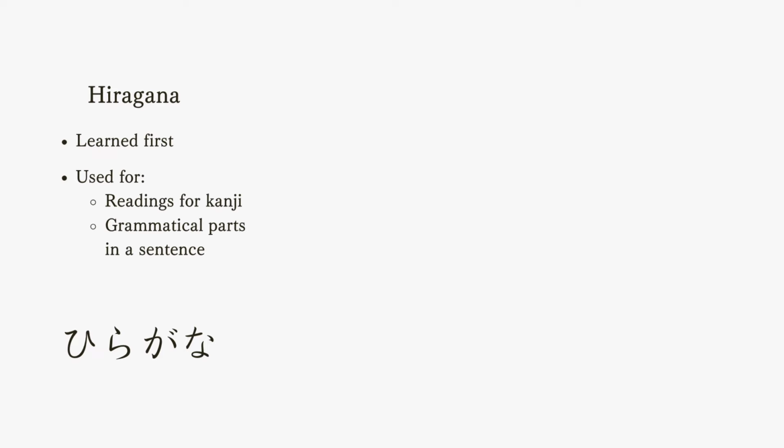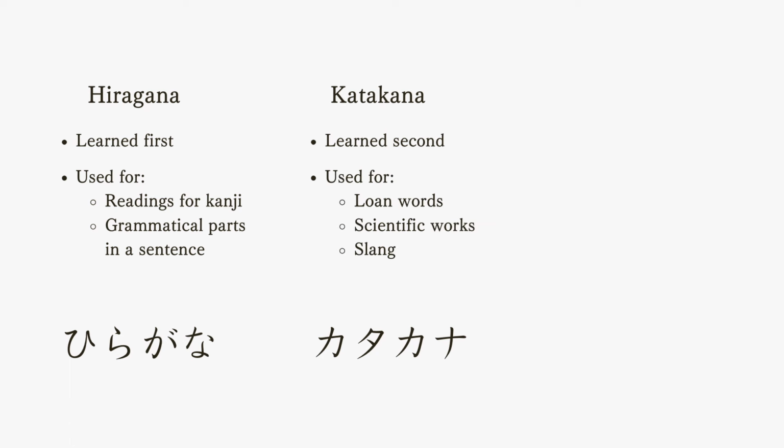Hiragana tend to look softer and have rounder edges. We learn hiragana before any other writing system, and they are used to write the readings for kanji, although sometimes it can also replace kanji. Hiragana is also used to write grammatical parts in a sentence. We learn katakana next, which looks more angular. We use katakana to write loan words, slang words, and scientific words, including animal names sometimes, as well as company names.